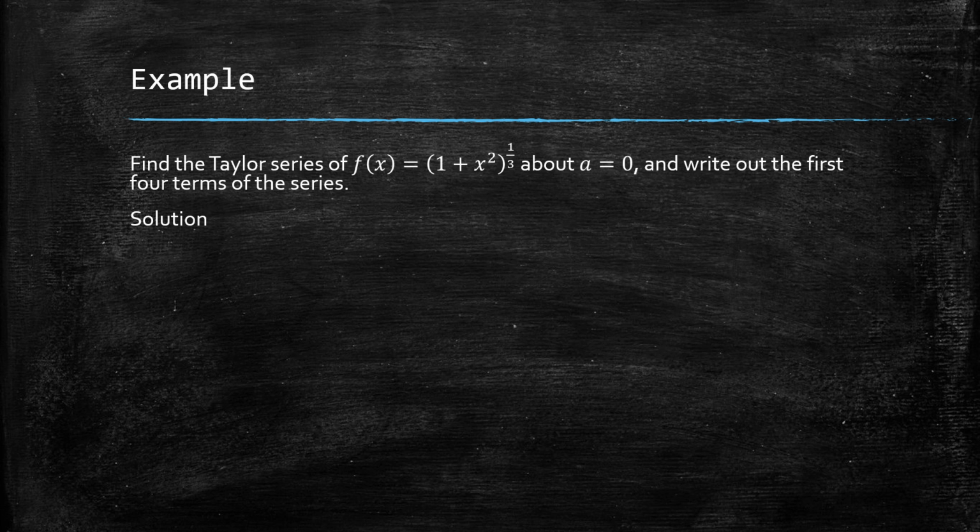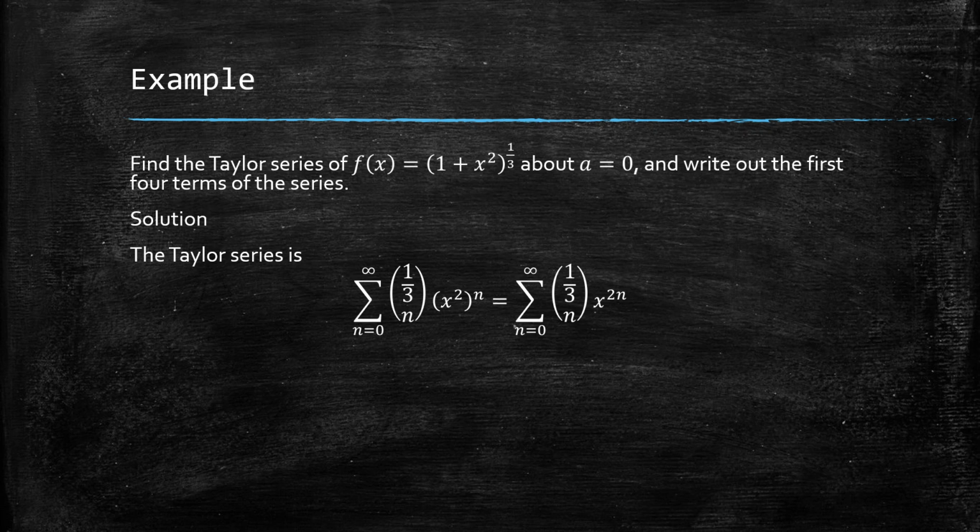So let's look at an example. For this one, you're to find the Taylor series of f of x equals 1 plus x squared raised to the 1/3 about a equals 0, and write out the first 4 terms of the series. First, the Taylor series is given by the sum from n equals 0 to infinity of 1/3 choose n times x squared raised to the n, which would be the same thing as the sum from n equals 0 to infinity of 1/3 choose n times x to the 2n.